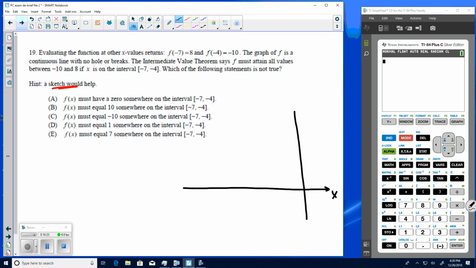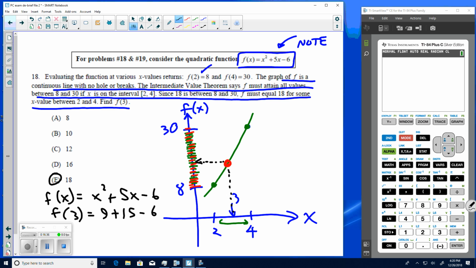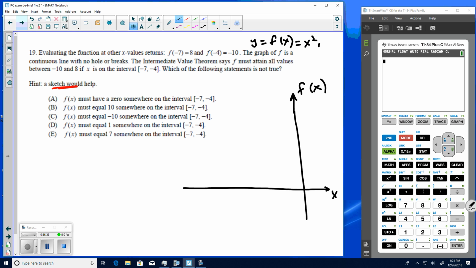So here's the x-axis, and here's the f of x axis, or the y-axis, if you will. If we said y was equal to f of x, which was equal to x squared plus 5x minus 6, then we could call this the y-axis or f-axis. But at any rate, it says f of negative 7 is 8. So 1, 2, 3, 4, 5, 6, 7. Here's negative 7. 1, 2, 3, 4, 5, 6, 7, 8. Here's 8. We have a dot there.